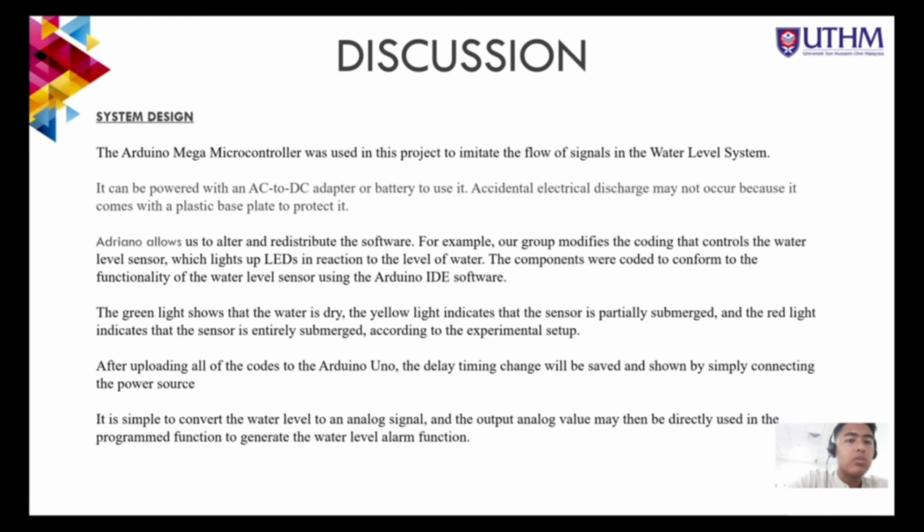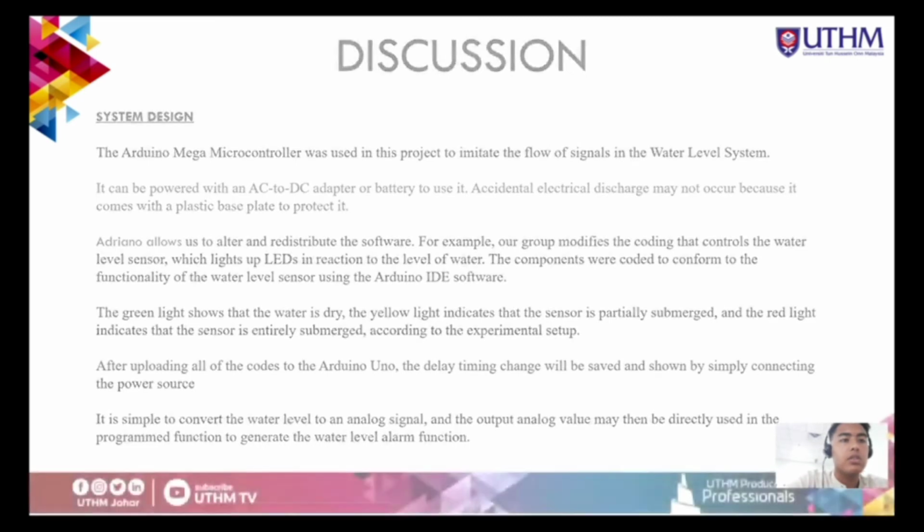After uploading all the code to the Arduino Uno, the delay timing change will be saved and shown by simply connecting the power source. It is simple to convert the water level to an analog signal, and the output analog value may then be directly used in the program function to generate the water level alarm function.